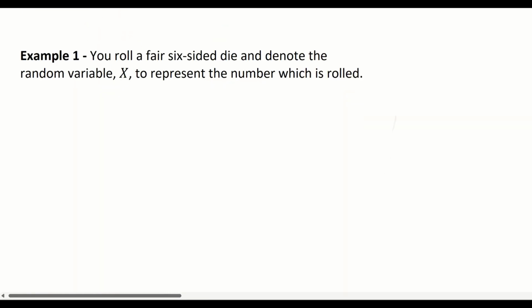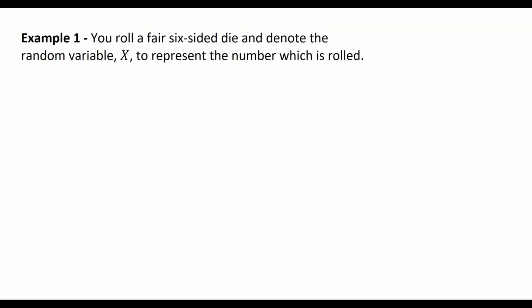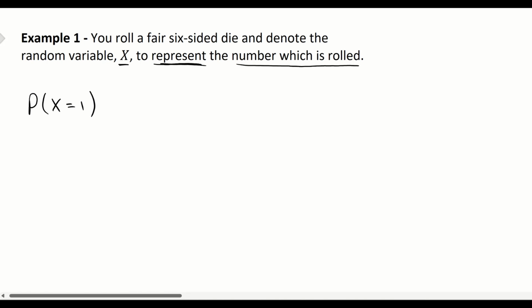So the first example looks at our die. Here we're rolling a fair 6-sided die, and we denote the random variable X to represent the number which is rolled. For example, the probability that X is equal to 1. Well, our random variable X here is representing the number which we roll. So this is just like saying, what's the probability that we roll a 1? And on a 6-sided die, that's just 1 out of 6. Likewise, we could say the probability that our discrete random variable is equal to 5. Well, that's like saying, what's the probability that the number that we roll is a 5? And again, this would also be 1 out of 6.